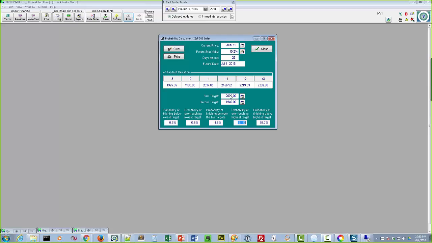You don't have to use the TradeKing one if you don't want to. You certainly could use this, but if you don't have OptionVue or you find it more convenient to do it on the website, feel free to use that iVolatility one because that's a very nice one.